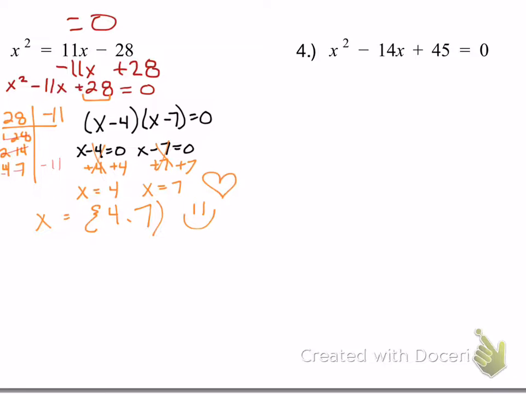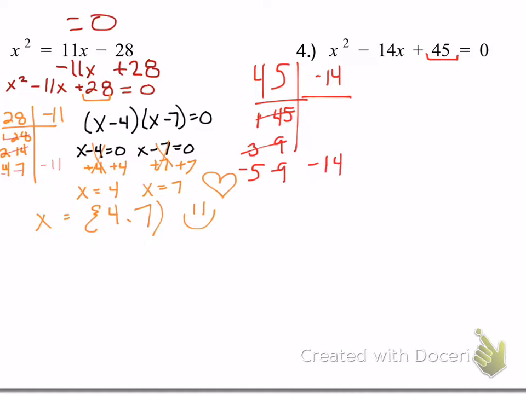We don't have a number in front of x squared, so we're just using that last number. We've got 45. Our goal is for it to equal negative 14. Well, let's list some factors of 45. That's pretty easy. You got 1 and 45. You've got 3 and 15. And you got 5 and 9. If our goal is to get negative 14, 1 and 45 is never going to give me that. 3 and 15 is never going to give me that. But 5 and 9 will, if they're both negative. So that's what gives us our negative 14.